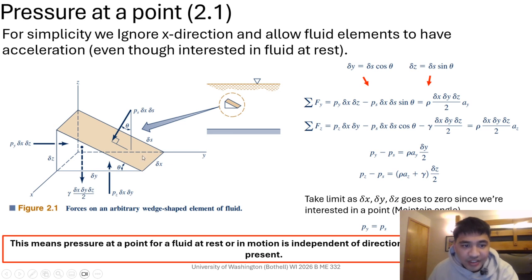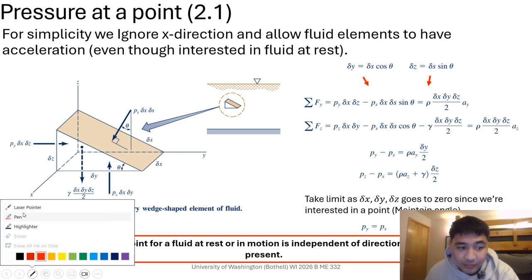Here's the pressure on the face of the wedge. You'll have this angle here. So they have P_s here, a change in x, and then a change in s, or delta s. And then you have your pressure in the z direction here. So that's all the forces acting on the wedge. Hopefully that is clear.